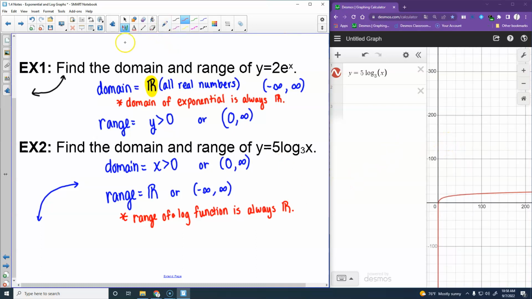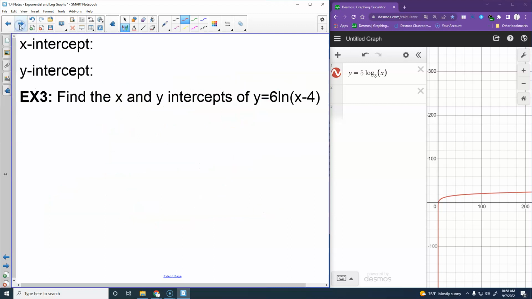Okay, so if you're asked for domain and range here, barring something crazy, which I'm not going to give you right now because we're just looking at basic log and exponentials, you're always going to have a range of negative infinity to positive infinity. For exponentials, always a domain of negative infinity to positive infinity. Okay. All right, X-intercept and Y-intercept.